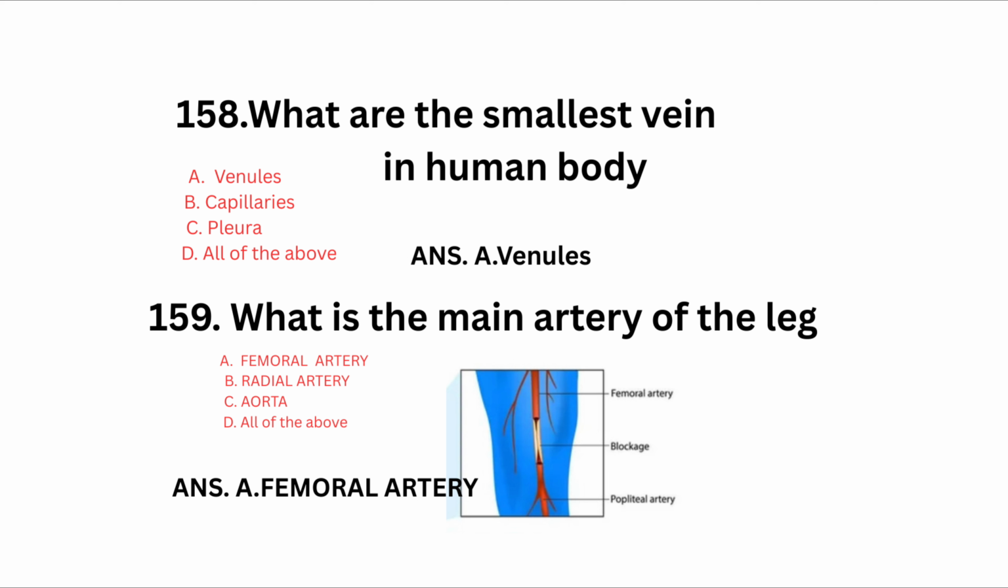158, what is the smallest vein in the human body? A, venules. B, capillaries. C, pleura. D, all of the above. Answer is A, venules.